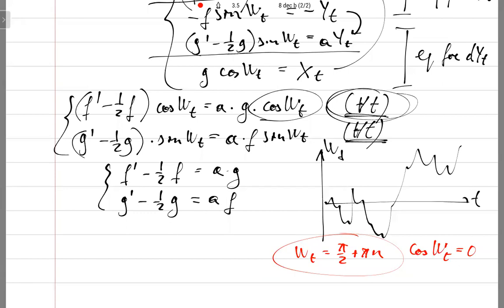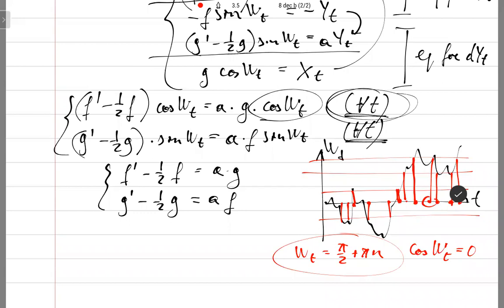So these are some lines. At these points, cosine of the Wiener process is 0. There are many points where cosine is 0. Not really, sorry, there are a lot of points. But anyway, if you look around each point, then you will find plenty of points where cosine is not 0.